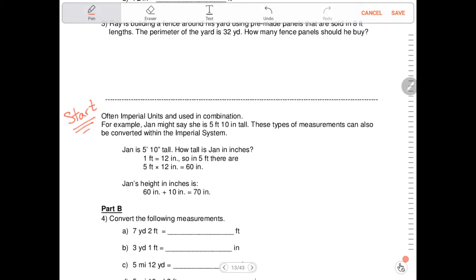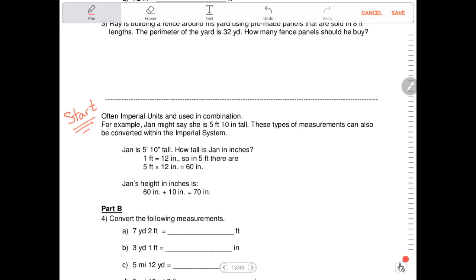Or you might be given yards, miles, and feet, and they want everything into inches. My point simply is you're taking multiple types of imperial measurement and switching them into a common unit of measurement. You'll catch on to this as we do some examples.